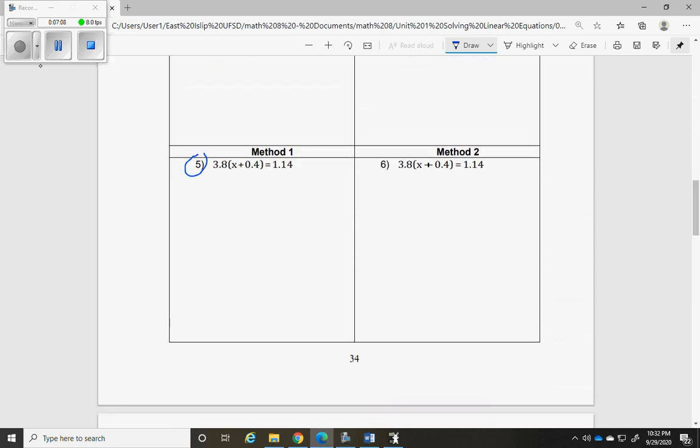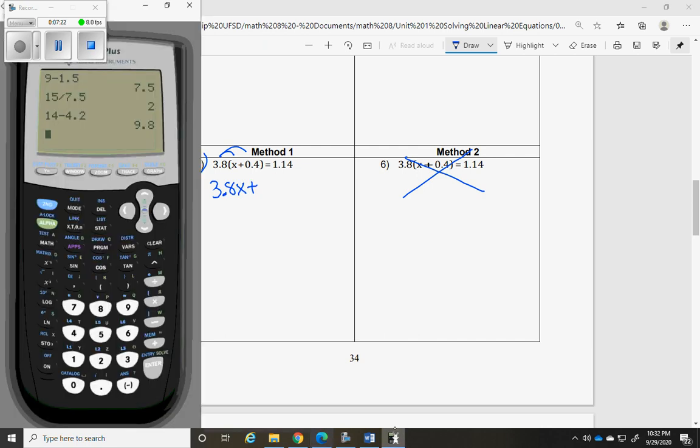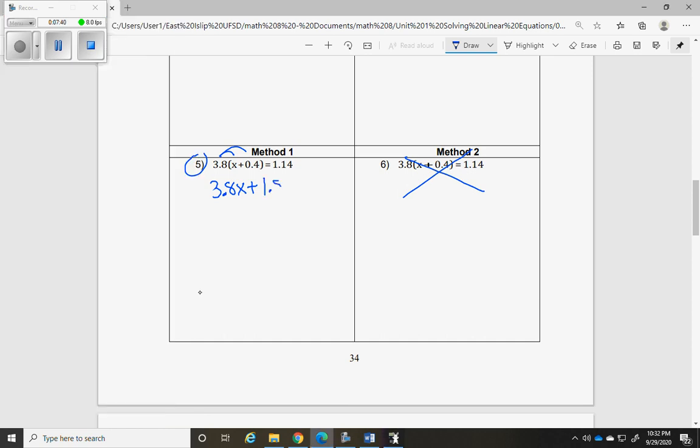Number 5 has distributing in it. We're not going to do two different methods. So 3.8x plus, and use your calculator, 3.8 times 0.4 is 1.52, and that equals 1.14. So we're trying to solve for x, so we'll subtract 1.52 from both sides.